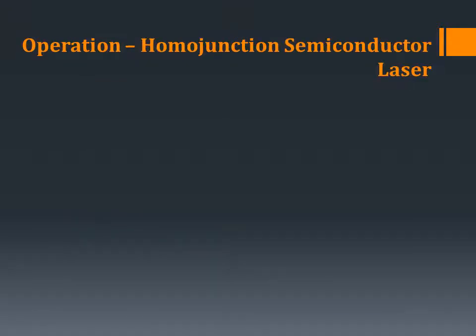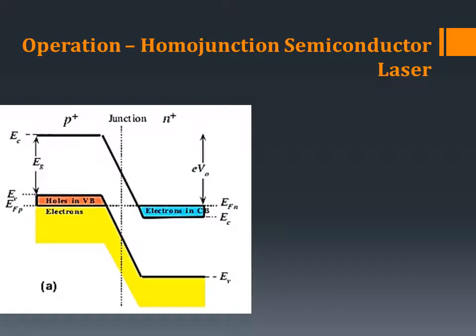We are going to analyze the operation of a homojunction semiconductor laser under two conditions: 1. Without any bias, and 2. Under a forward bias condition. First of all, let us look at the operation of this laser without the application of any bias.